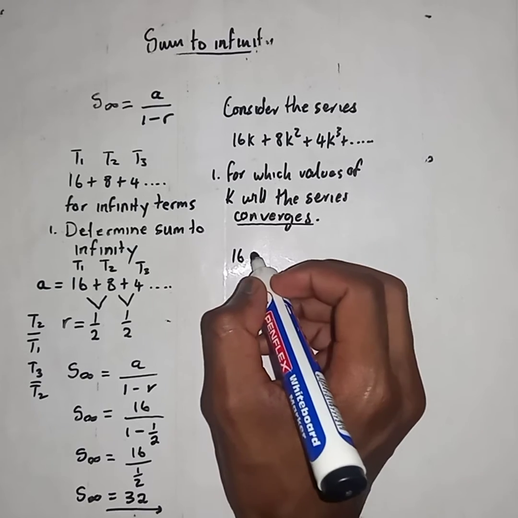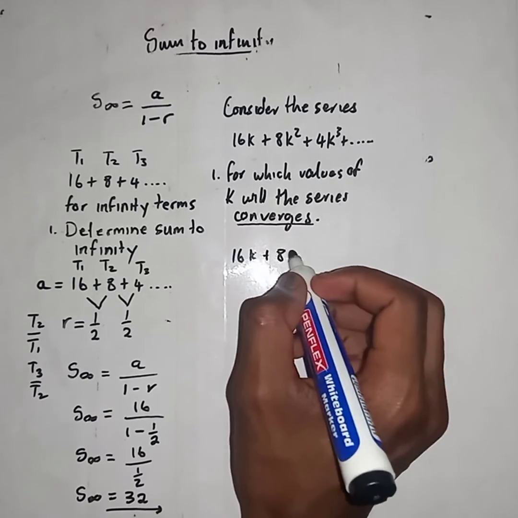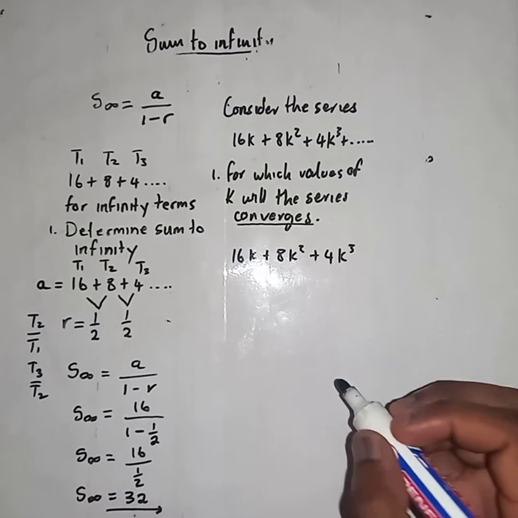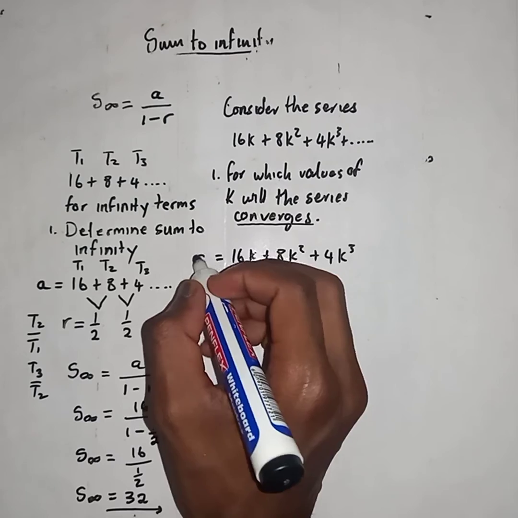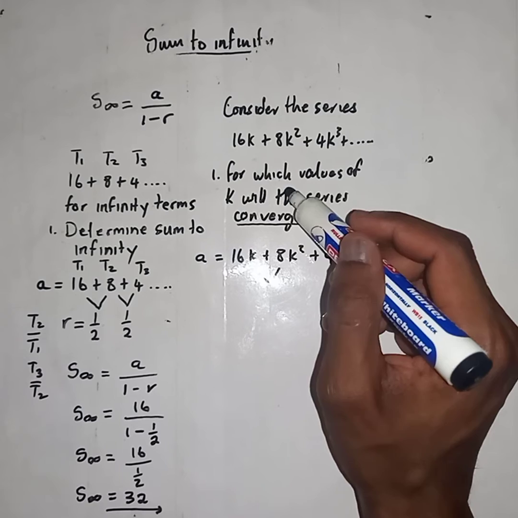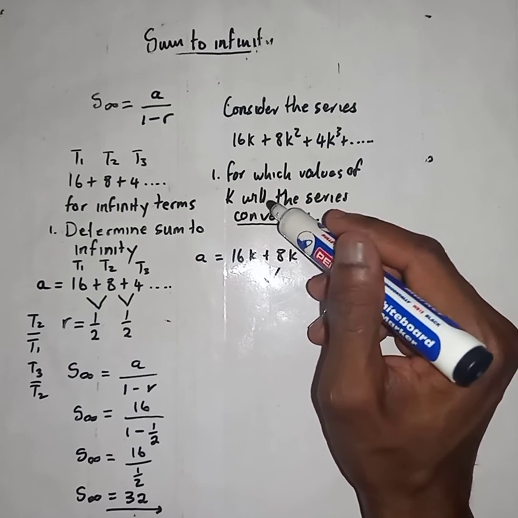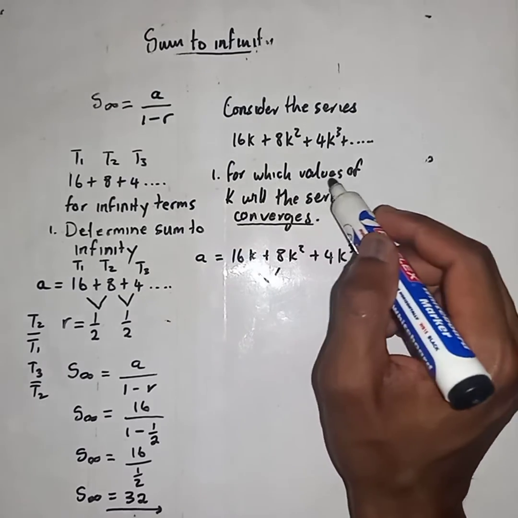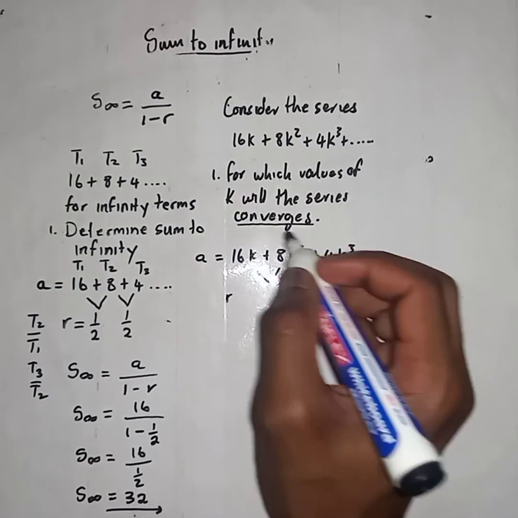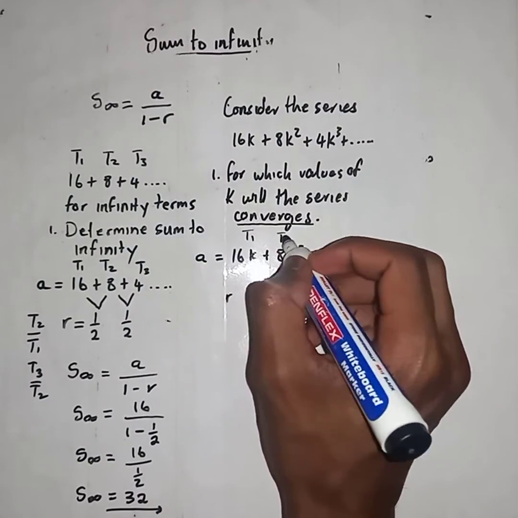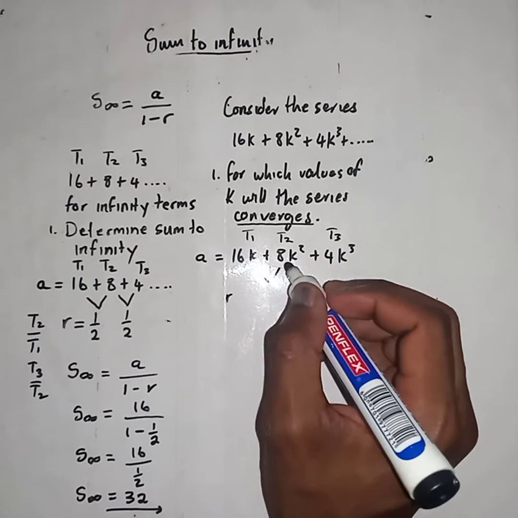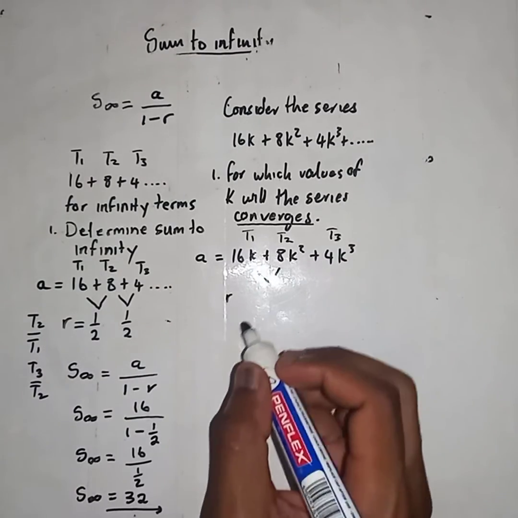We are going to take the given. See, let us consider the given series. We know that this one is our a value. But now we need to find the values of k for which the series will converge. Let us determine the value of r. This is our term 1. We have term 2 somewhere here. We have term 3. We must take term 2 and divide it by term 1.